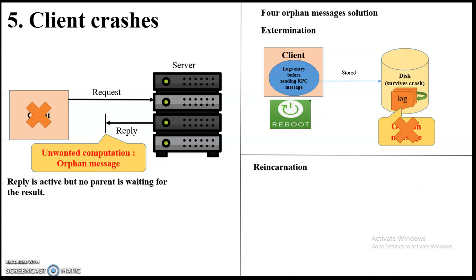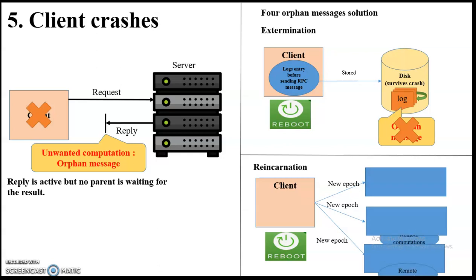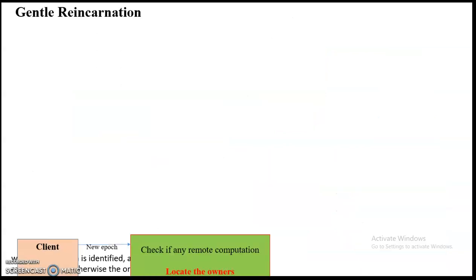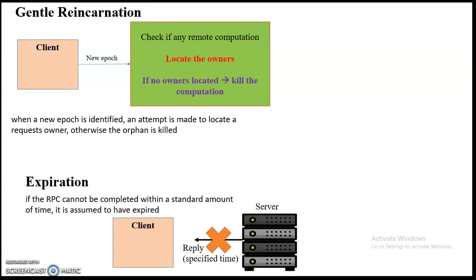The second one is reincarnation. What is reincarnation? The client sends a new epoch number to all the computers, and whichever remote computations exist will be killed. The third one is gentle reincarnation. Here, whenever the client sends a new epoch number, it locates the owners, and if there are no owners, it kills those computations. And the last one is expiration. If the result is not returned in a specified time, it is assumed that it has expired.